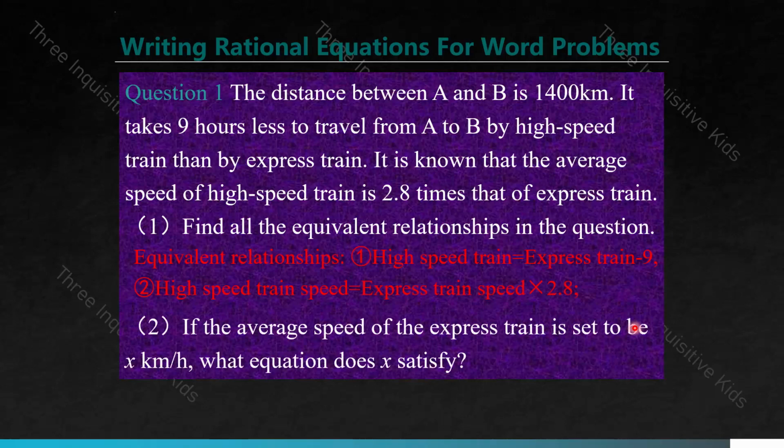If the average speed of the express train is set to be x kilometers per hour, what equation would x satisfy? Well, to answer that question, the equation would be 1,400 over x minus 1,400 over 2.8x is equal to 9.